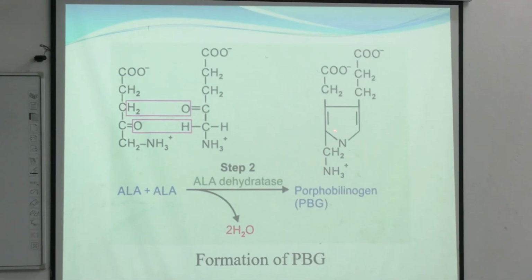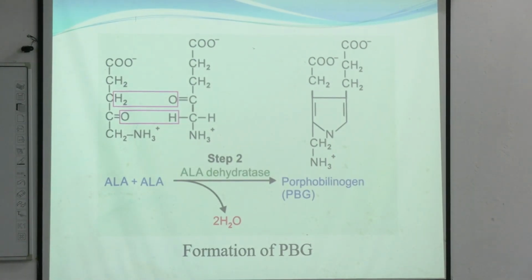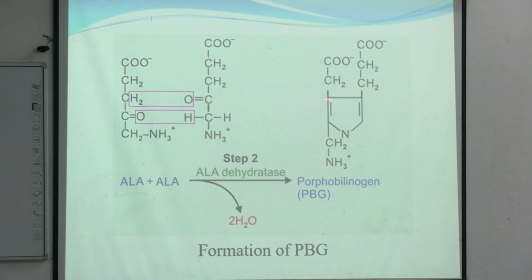So this is the reaction where two molecules of ALA are condensed to form porphobilinogen, which is a monopyrrole structure. Can you see that this is the monopyrrole, pyrrole structure? So this is the porphobilinogen, which is the monopyrrole structure formed by condensation reaction of two molecules of ALA in the presence of ALA dehydratase and removal of two molecules of H2O. Clear?